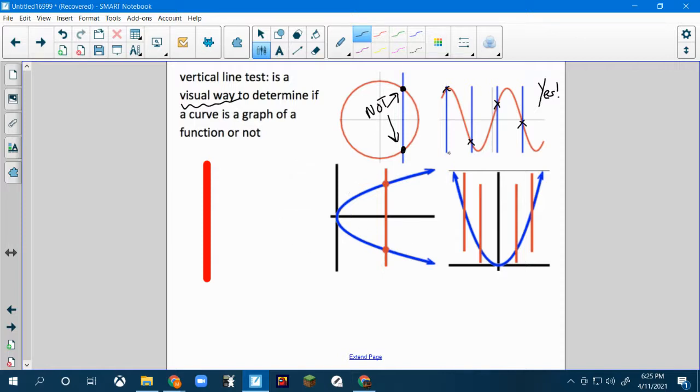Same thing here as we check it. We've got our blue as our graph this time, and our vertical is up and down, and notice it touches once, it touches twice. That means it is not a function.